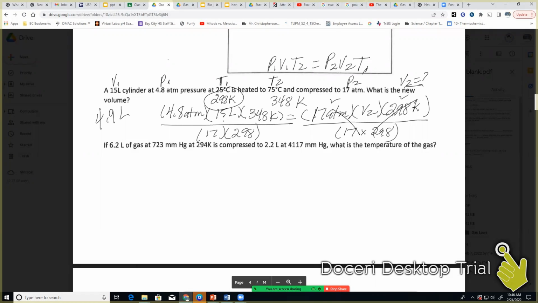All right, why don't y'all give the next one a try? Your temperature is already in Kelvin for you. It makes it even easier. So see what you get for the next one using the same formula.